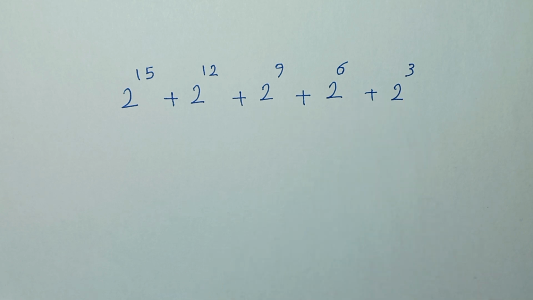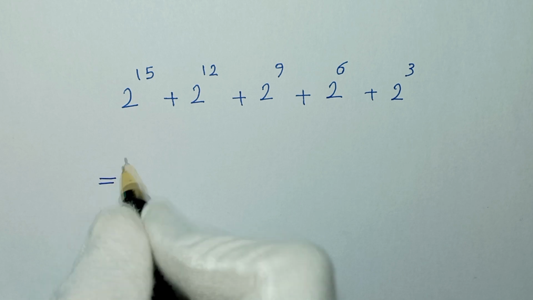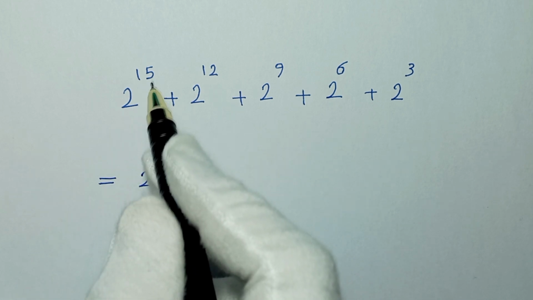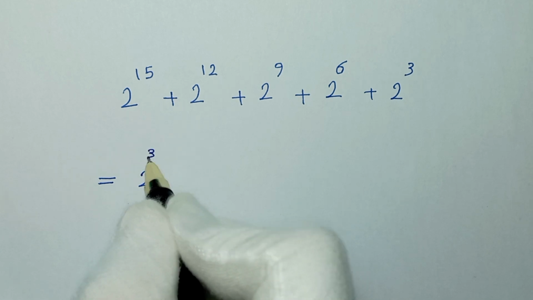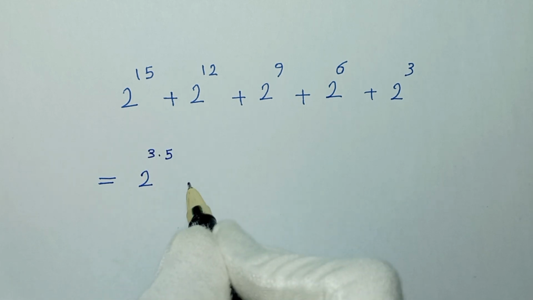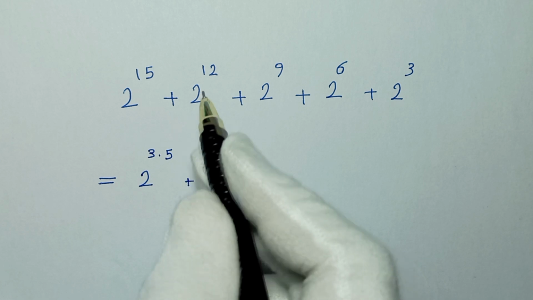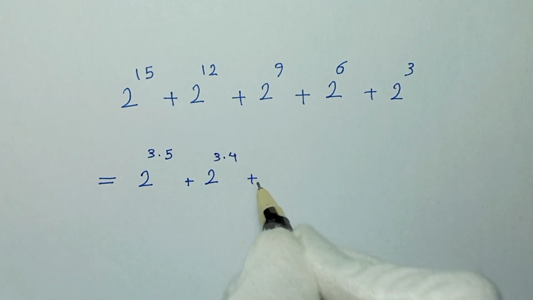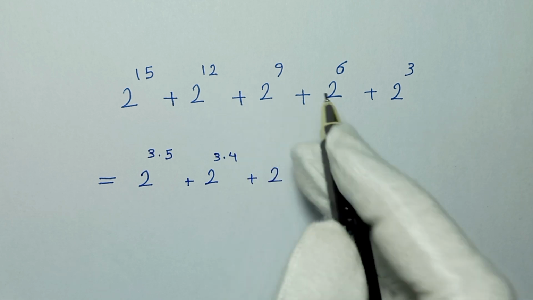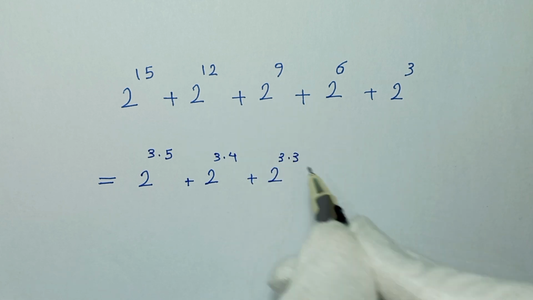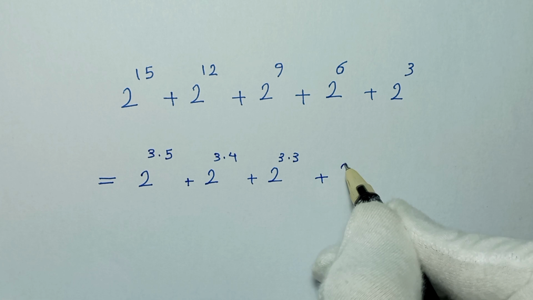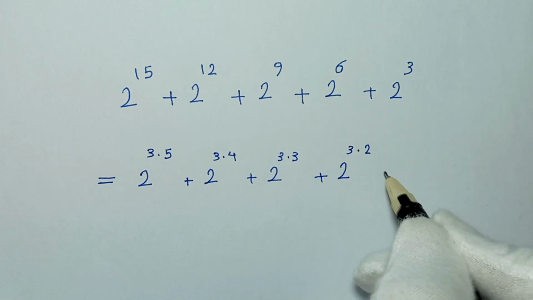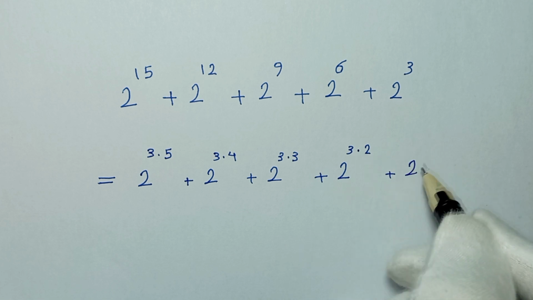In the first step, we write this equation as 2 to the power of 15, where 15 is 3 times 5, plus 12, which is 3 times 4, plus 9, which is 3 times 3, plus 6, which is 3 times 2, plus 2 to the power of 3.